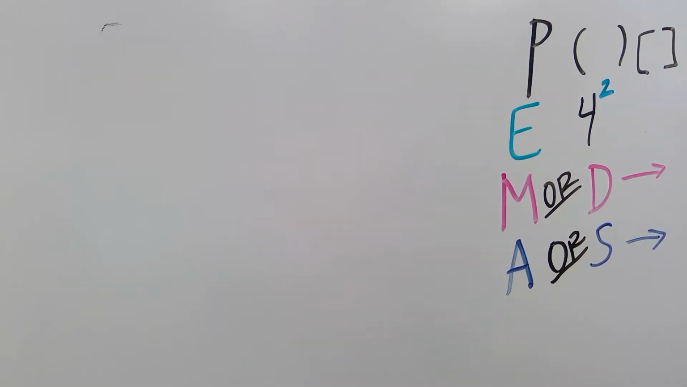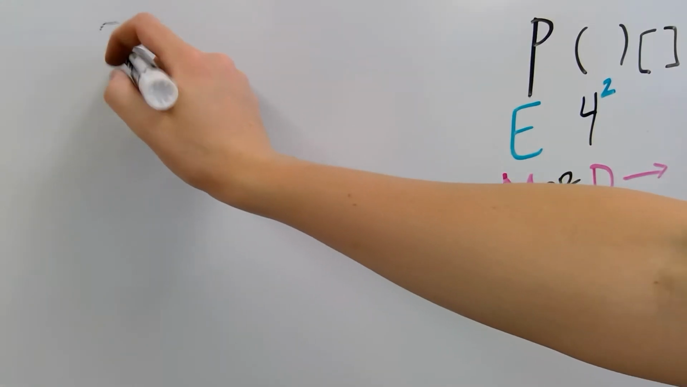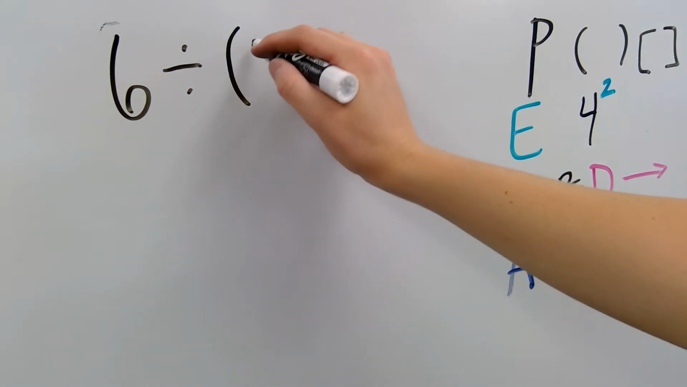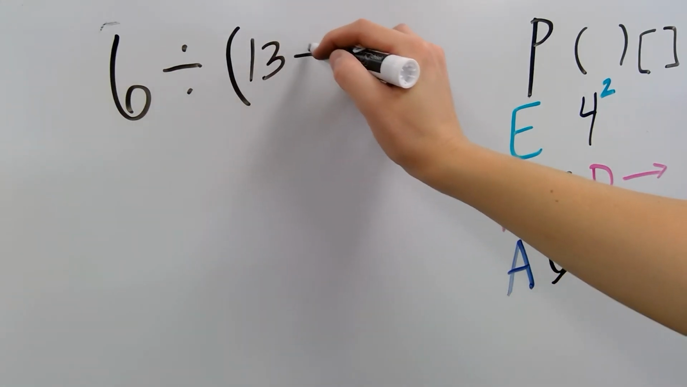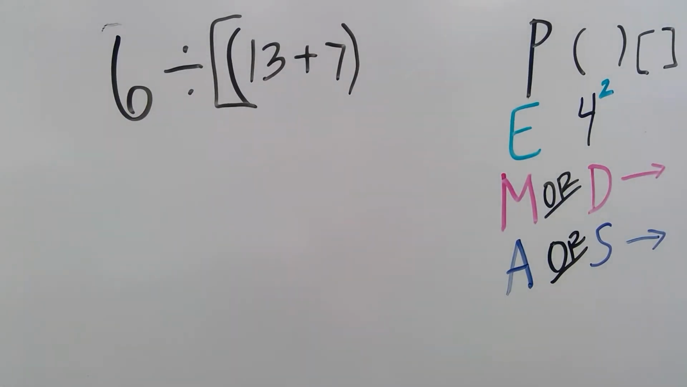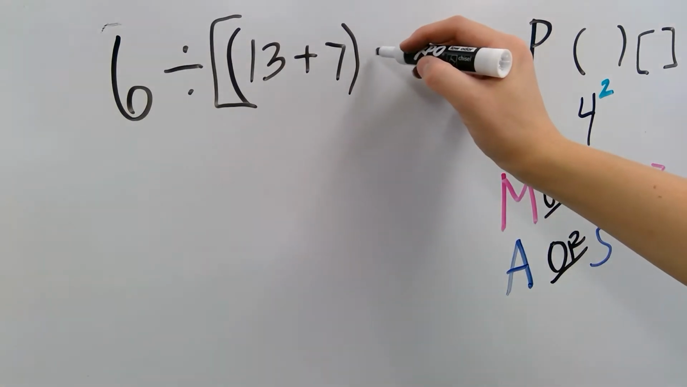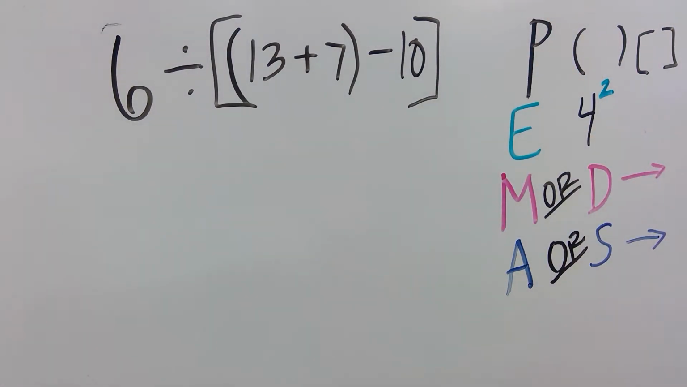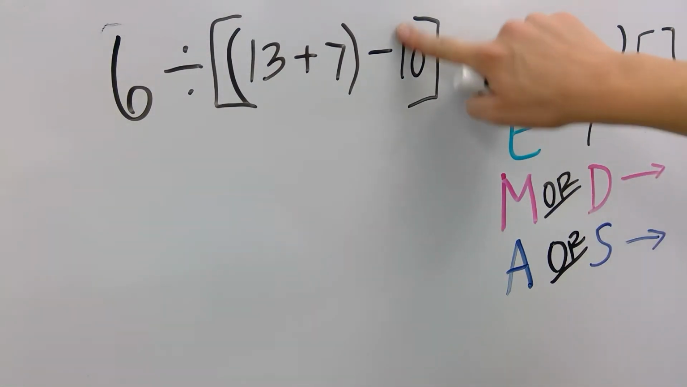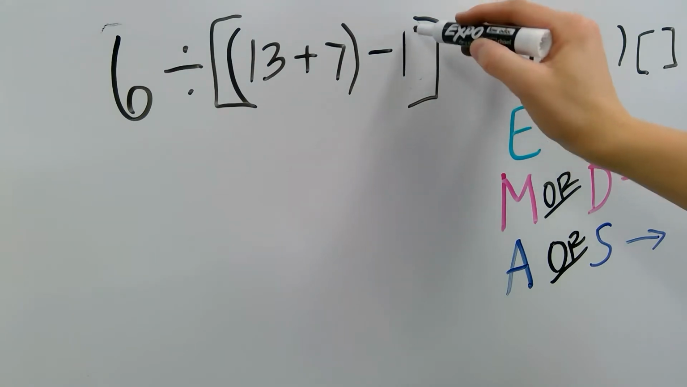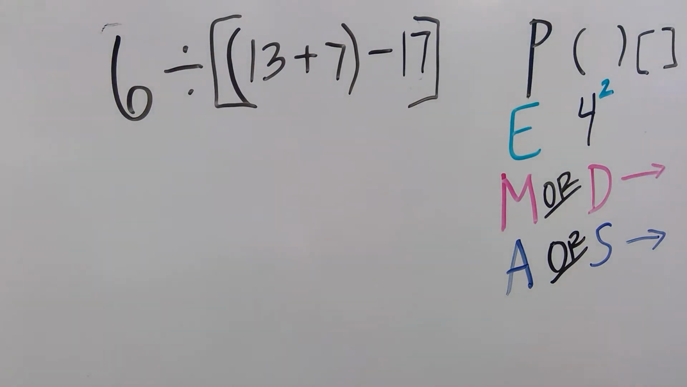So if I had this problem, let's say it was 6 divided by 13 plus 7. I'm going to put a bracket around this. 13 plus 7 minus 10. Okay, that's kind of a lot. No, not minus 10. Let's do minus 17. It's kind of a lot, but it's a good place to start.